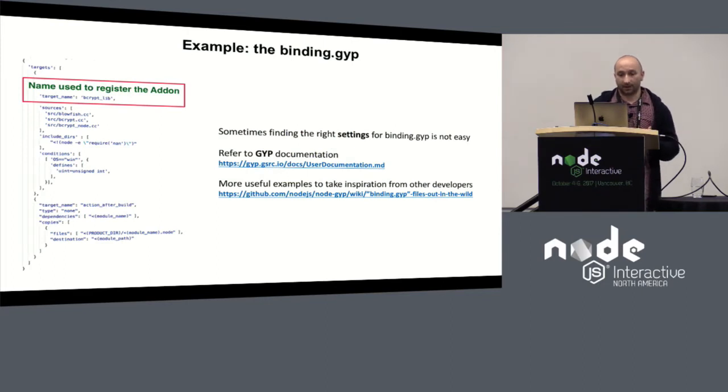Just a note about binding.gyp. Here, the most important parameter is target_name, which has to be set to the same value you used in the NODE_MODULE macro. This is a very simple example of a binding.gyp file. Sometimes finding the right settings is very difficult. So refer to the gyp documentation, but for me, the most useful is the Node.js wiki, where you can find a list of binding.gyp files written by other developers.